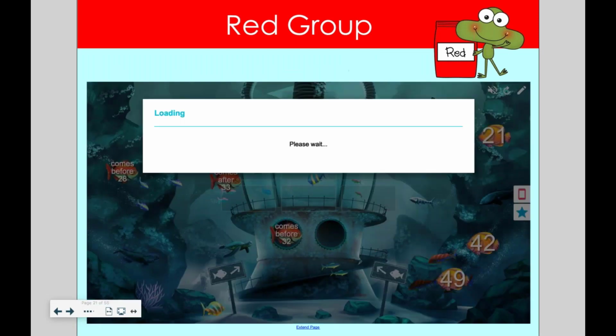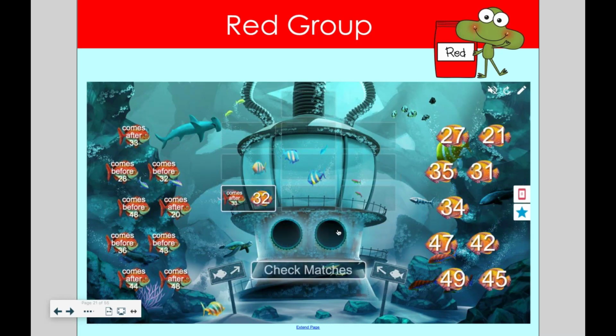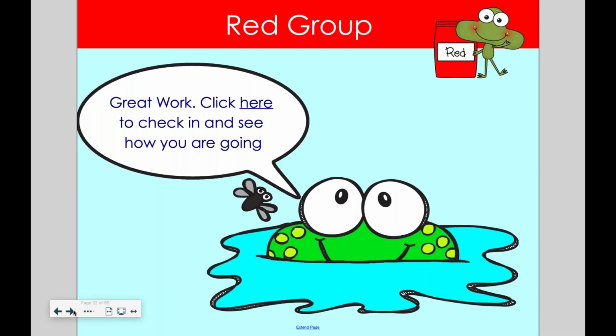The next activity was now getting them to think about the before and after numbers. So tell me what number comes before 33. Again, it's just a match-up one. I'm looking for 32, finding those matches. So we've moved on from finding those numbers in the number line now to having to think about the words before and after as well, which is what we were looking for these students to get a sound.